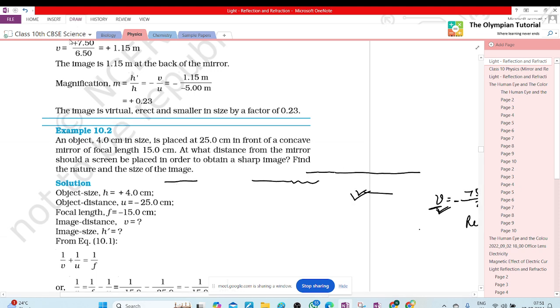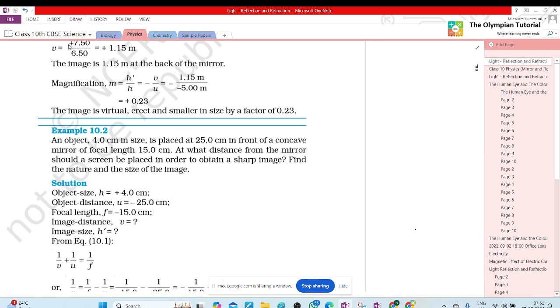Ma'am, here they gave the h value, right? Yes, 4 centimeter in size. Object distance is 25 centimeter. It means it is negative, minus 25. And h is positive, because the object is always kept erect. And focal length is 15 centimeter. That means we get the radius also. It's 30 centimeter. And this is for a concave mirror.